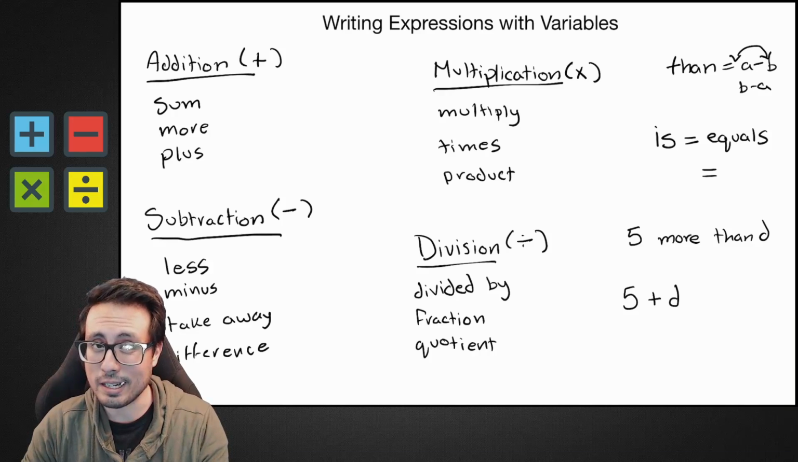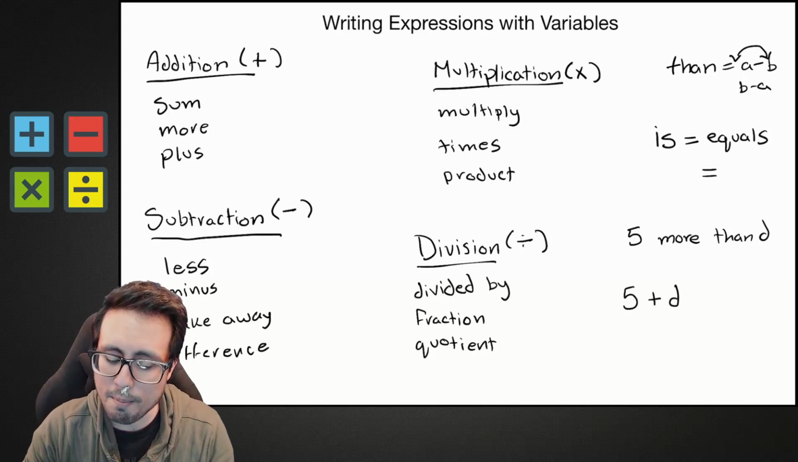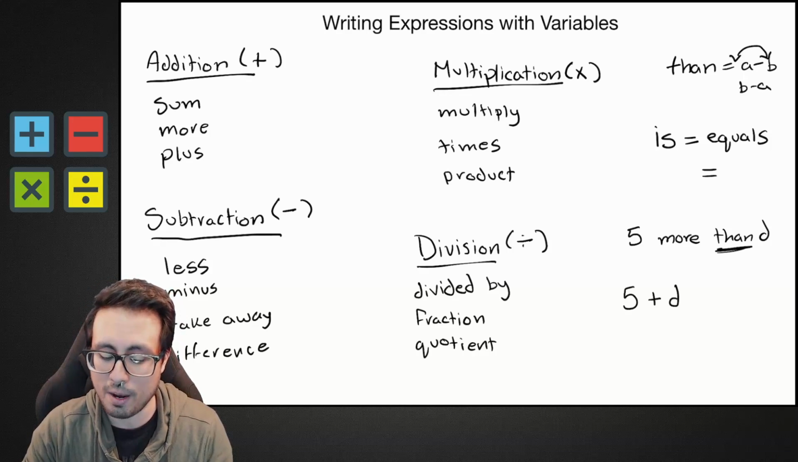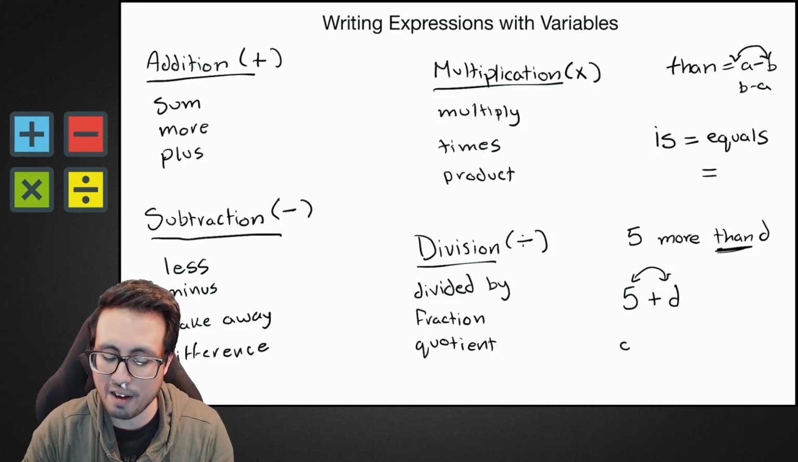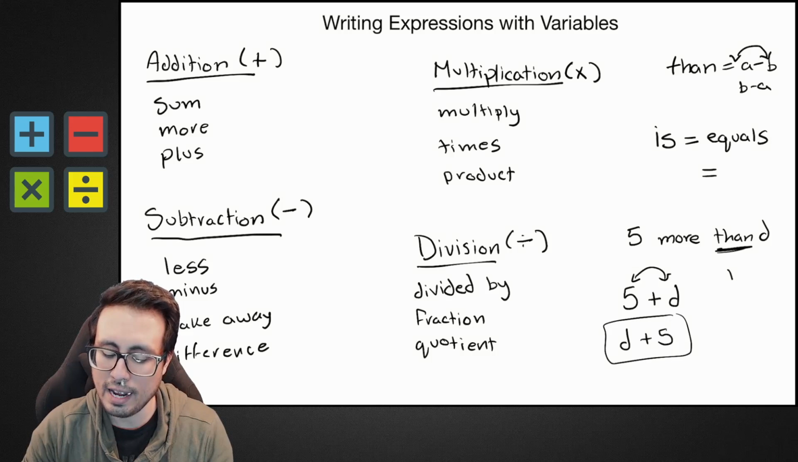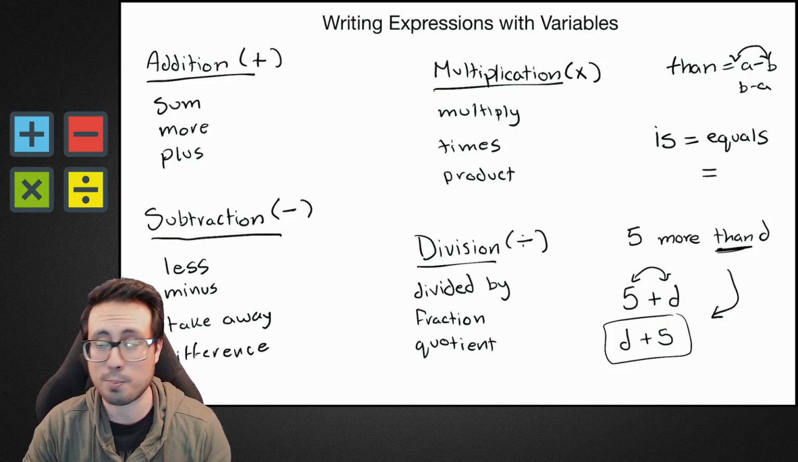Now, am I done? I'm not. And the reason I'm not is because there's this word than, right? Which means I need to swap my terms. So instead of 5 plus d, it's going to be d plus 5. And that is my algebraic expression. Cool?